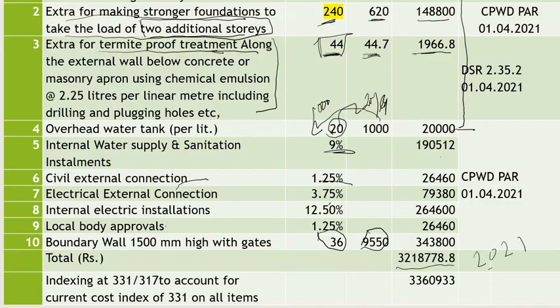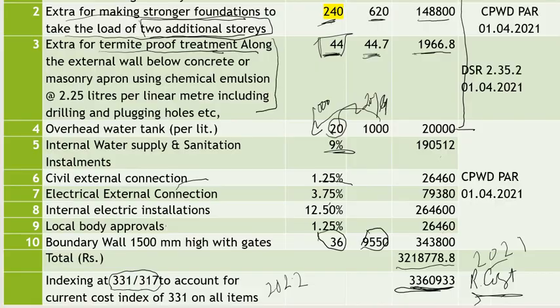So you are doing valuation in 2022. For that you have to do indexation. For indexation you multiply it with the CII in this way, 331 upon 370 on all items. So this becomes 33 lakh 60,933. This is the replacement cost of the building. You can add any item or remove any item from here. So this is the replacement cost.